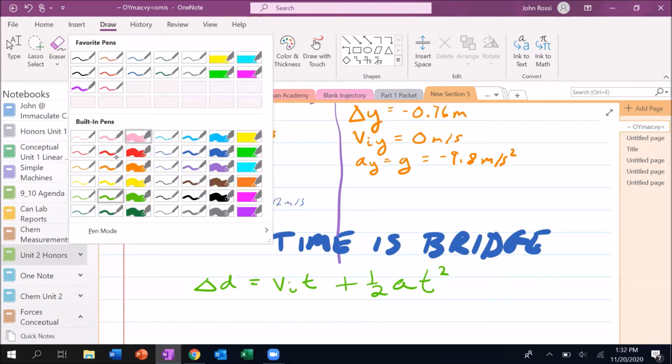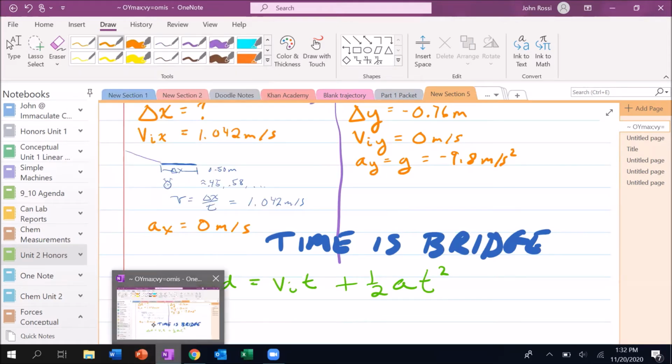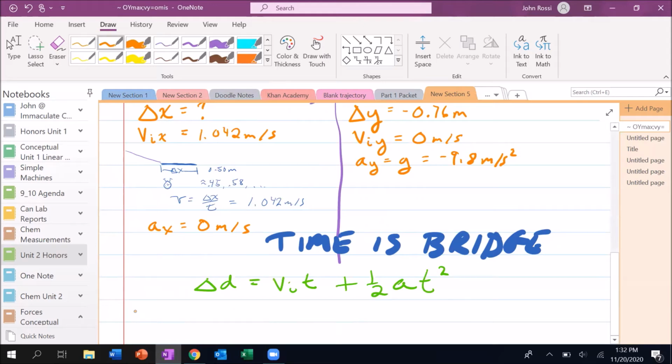You can use this for the x direction or the y direction. So using this in the x direction, we're going to call it delta x, is initial velocity in the x times time plus 1/2 the acceleration times time squared. So our values here that we can plug in, do we have displacement? No, that's what we're trying to find. Do we have an initial velocity? Yes, we measured it. Do we have a time? No.